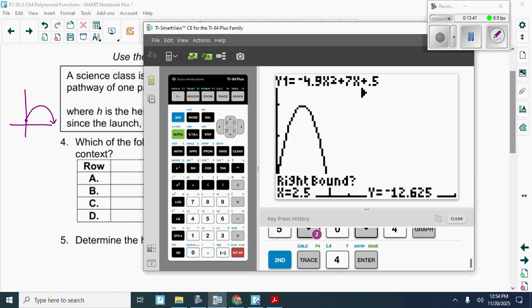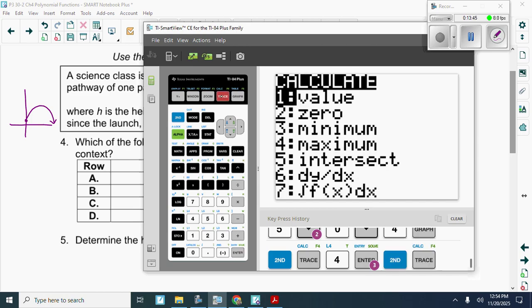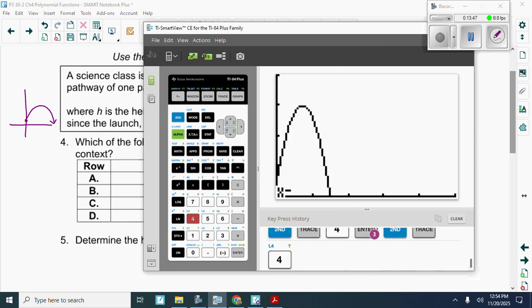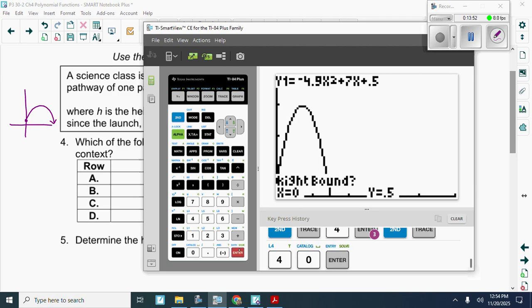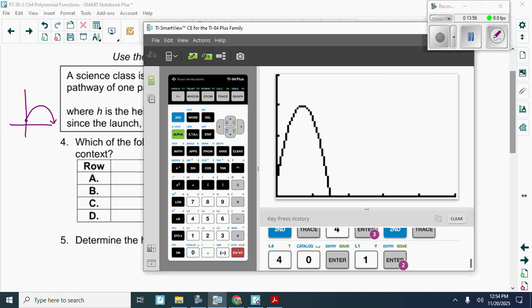Oh, I did it wrong. Give me a sec. Okay, second trace. Let's do max again. Left bound, right bound, and then there it is. So our maximum is 0.71 at y equals 3.